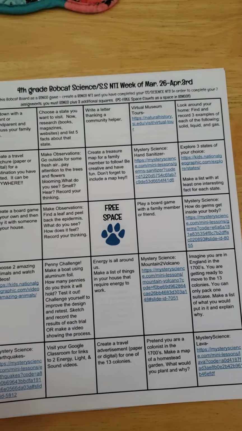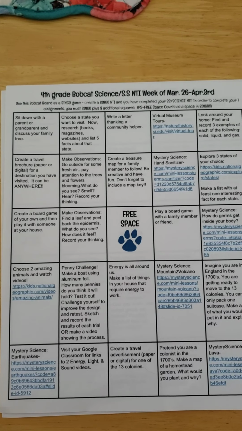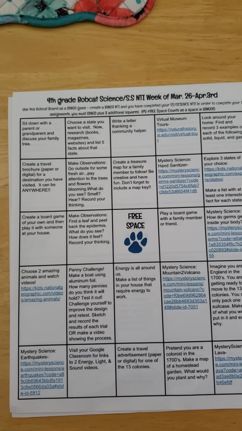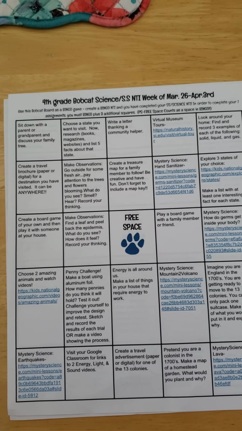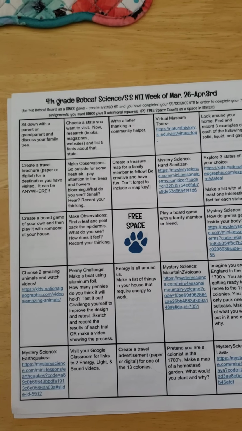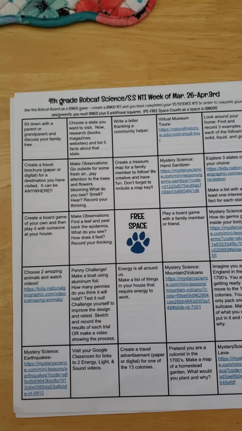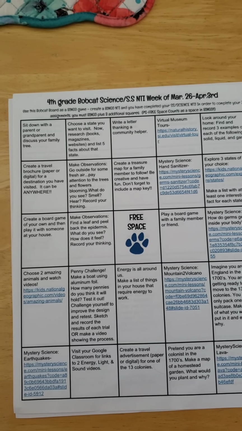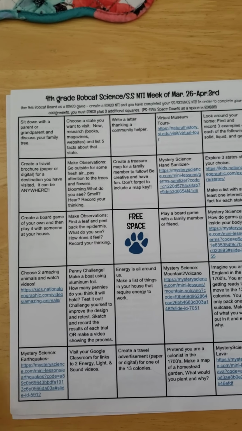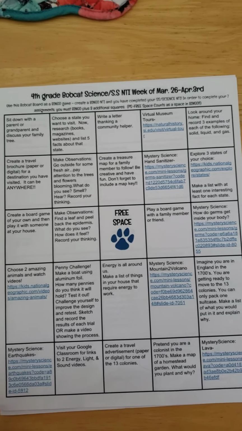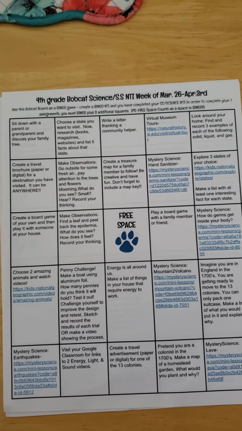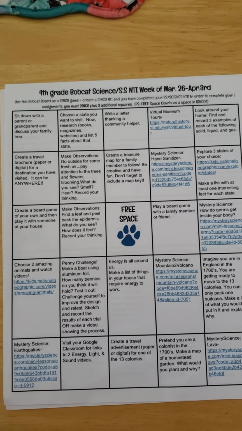And then last but not least, you have a social studies and science bingo board. And this is another one where you get to sit down maybe with a parent or grandparent and discuss your family tree, create a board game of your own, and then play it with someone at your house. You even have the option of creating a travel brochure for a destination you've been to. It could be anywhere you want to have been to. Create that. We've got several mystery science as well. Create a travel advertisement for one of the 13 colonies. Okay, there's a penny challenge. There's so many different options.